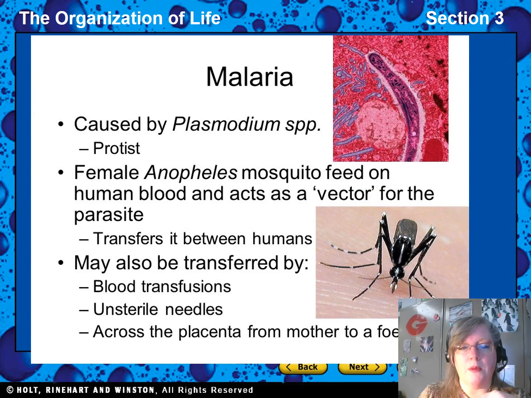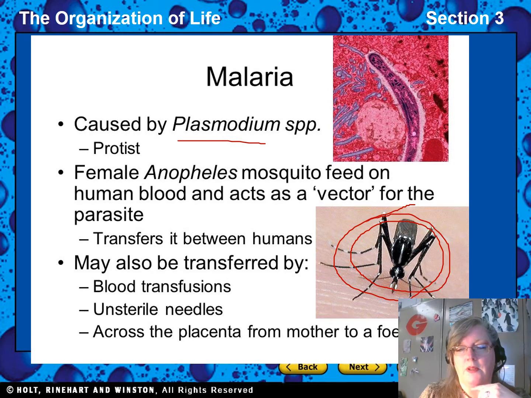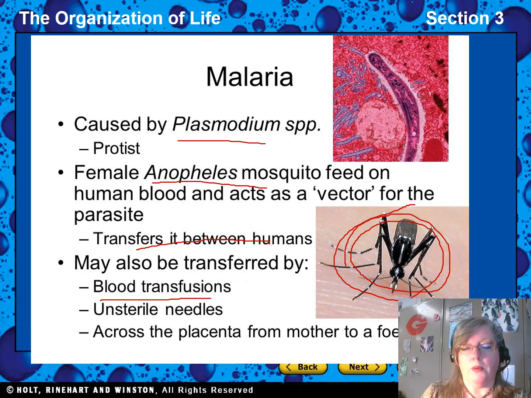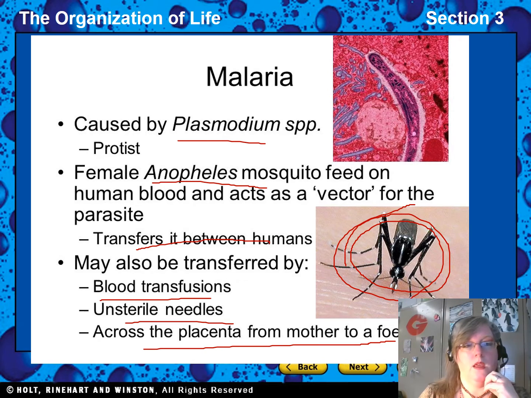Okay, this is that Plasmodium that I was talking about. He lives in this mosquito. And this mosquito comes and bites somebody, and now all of a sudden they have this. Anopheles, that's the name of the mosquito. And now you've got malaria. So then you can transfer between humans by blood transfer, unsterile needles, and from mamas to babies across the placenta.